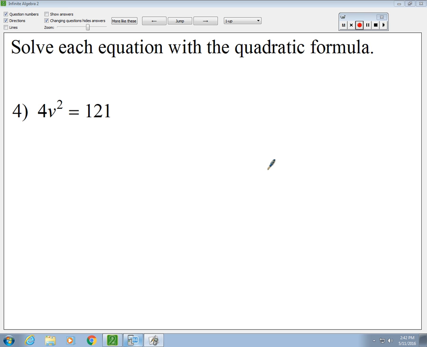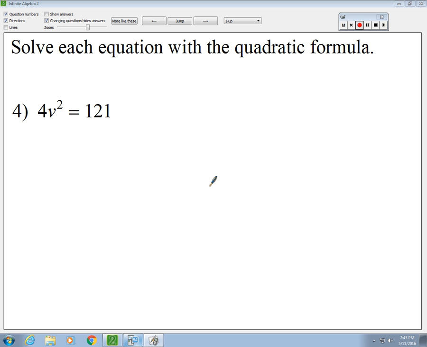30.25, right. Now to get v by itself, what would you then do? How do you get that squared away from the v? How do you undo when something's squared? How do you undo it? You square root it. Okay, then you square root this side. The square root cancels out the squared, leaving v by itself.